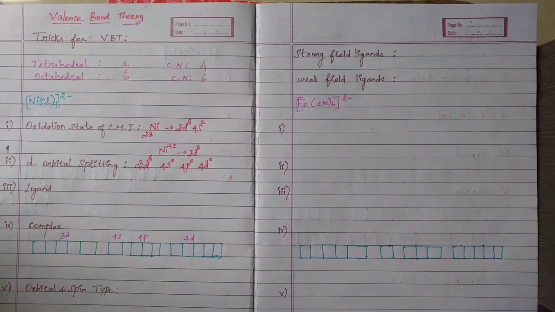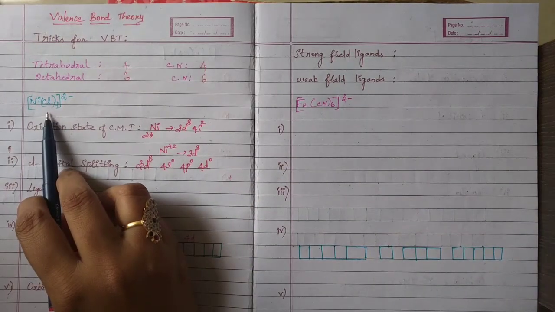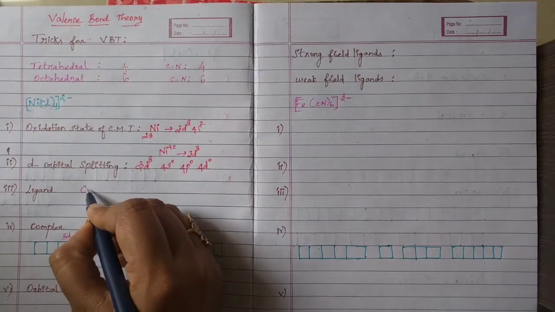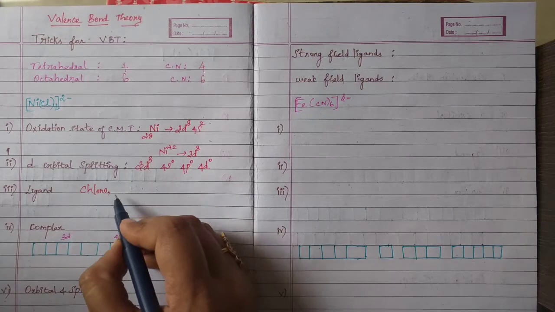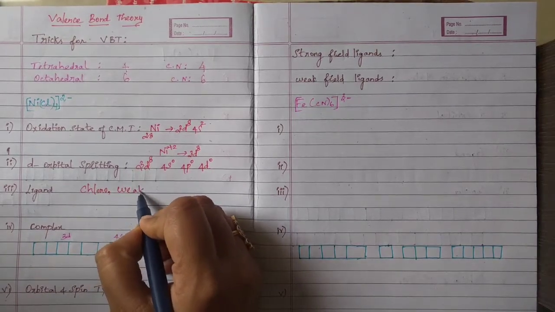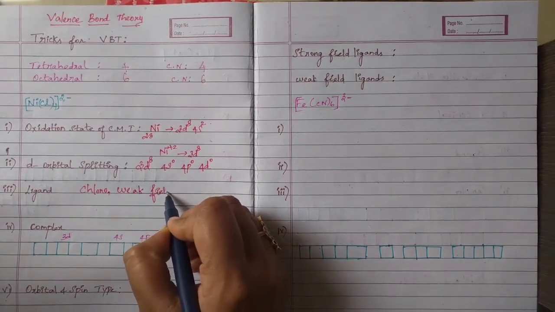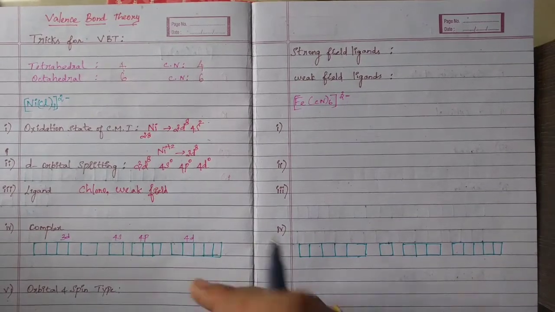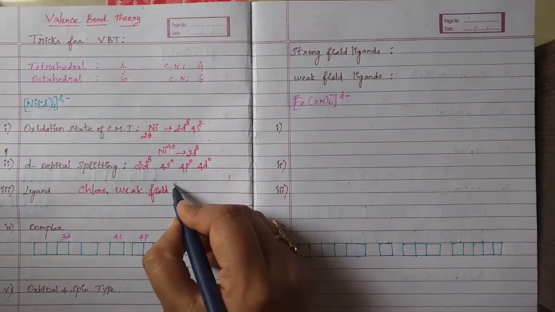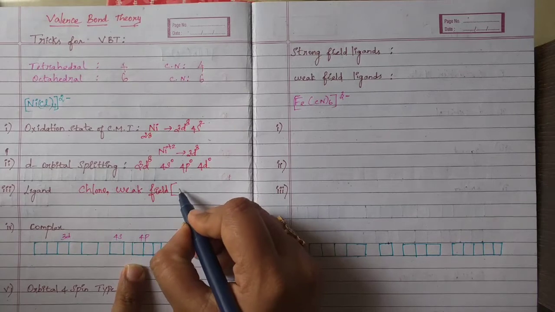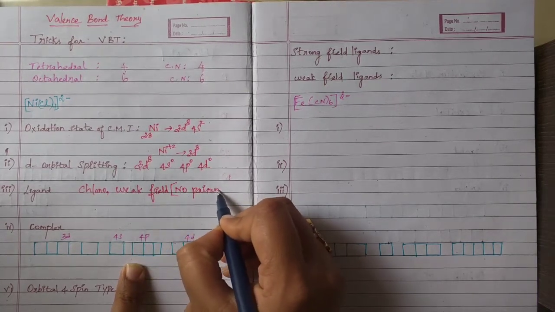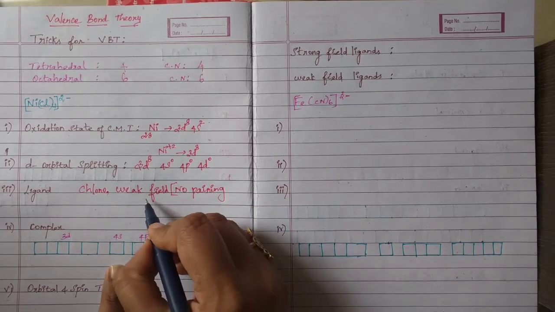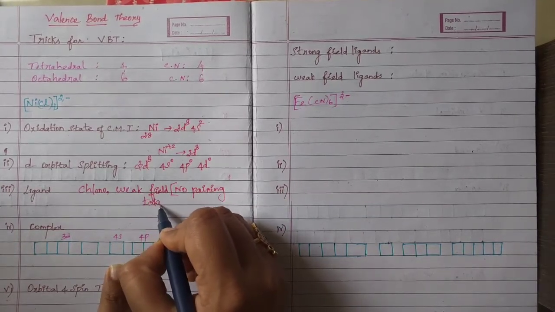Next, ligand. What is the ligand here? It is a chlorine ligand. So it is named as chloro. A negative ligand named as chloro. What type of ligand is it? Weak ligand. It's a weak field ligand. Weak field ligand means what happens? It does not pair the electrons. No pairing takes place.